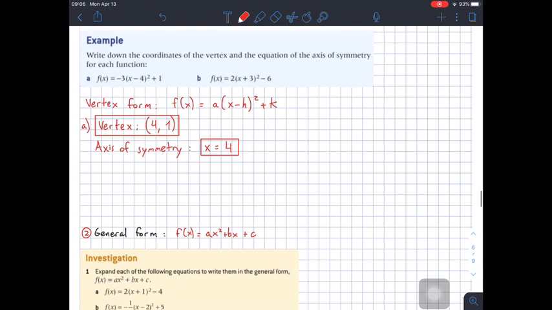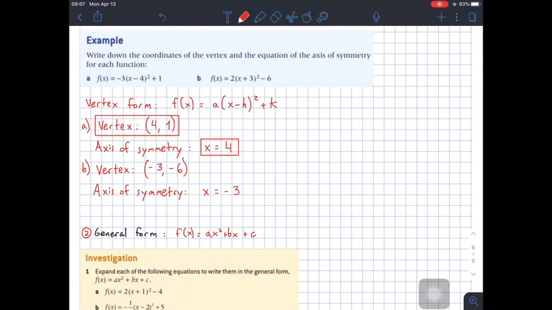Finally, for part B, it says 2 times (x plus 3) squared minus 6. So the vertex, if you follow the pattern, in this case, the vertex would be negative 3 and negative 6. So the axis of symmetry would be always the x coordinate of the vertex, x equals negative 3.